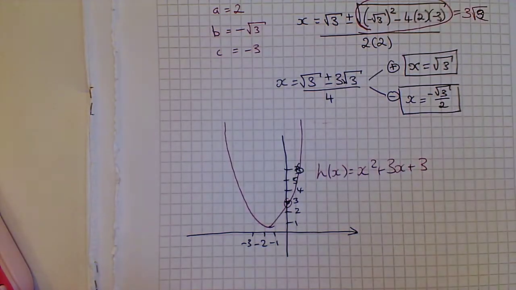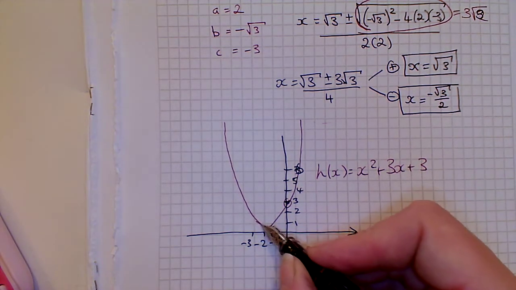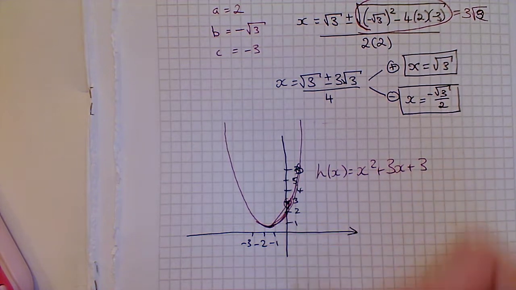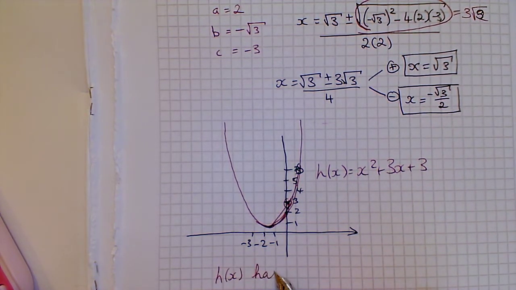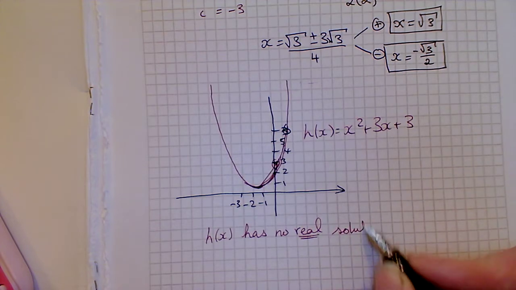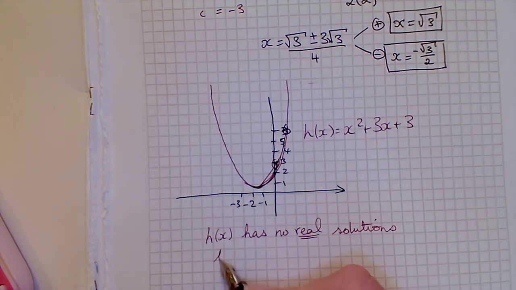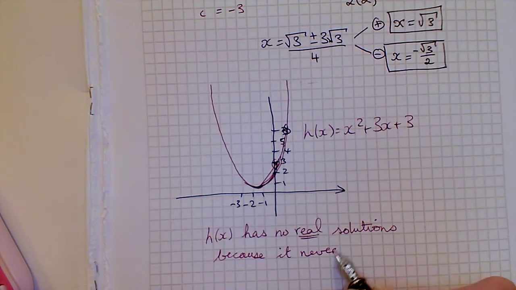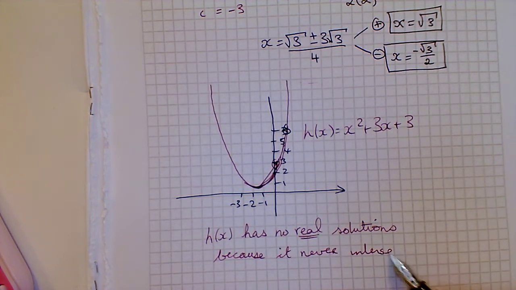my graph is not the best, but you have it in your book, of course. We were asked to explain, using the graph, why this has no real solutions. So h of x has no real solutions. It does have imaginary solutions. No real solutions because it never intersects the x-axis.